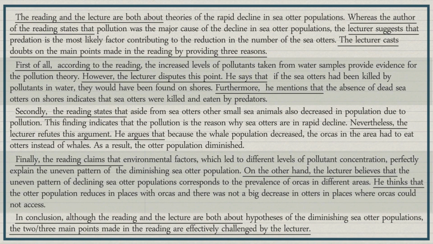Finally, the reading claims that environmental factors, which led to different levels of pollution concentration, perfectly explain the uneven pattern of the diminishing sea otter population. On the other hand, the lecturer believes that the uneven pattern of declining sea otter populations corresponds to the prevalence of orcas in different areas. He thinks that the otter population reduces in places with orcas, and there was not a big decrease in otters in places where orcas could not access.